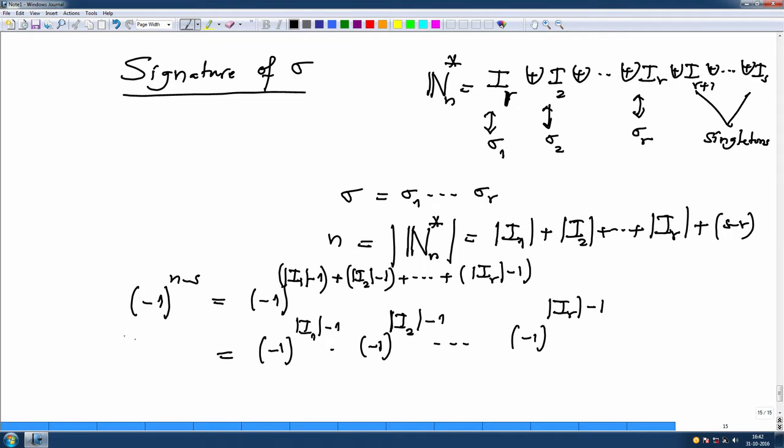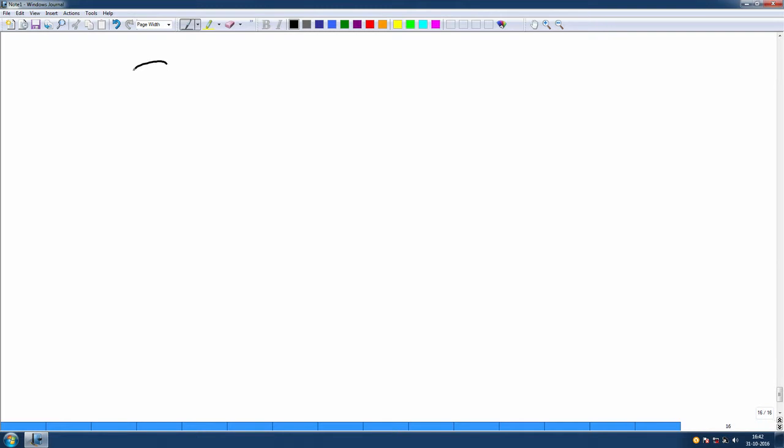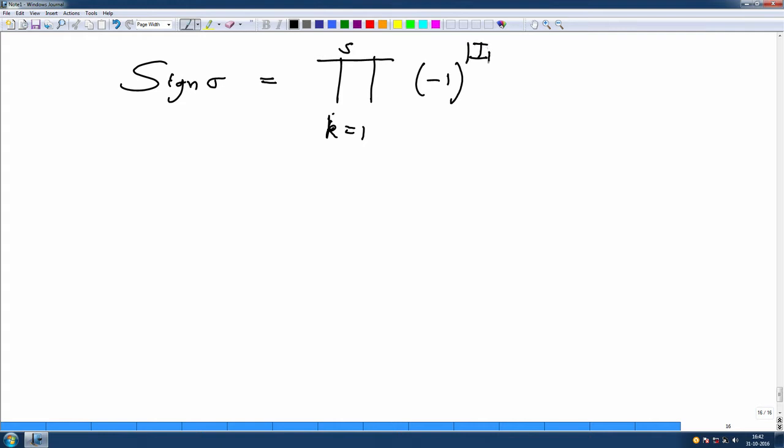Therefore, this was my definition of sign of sigma. So we get a formula: sign of sigma equals the product, k from 1 to s, of minus 1 power cardinality Ik minus 1. You see, note here, when you go for a singleton, this does not contribute anything.